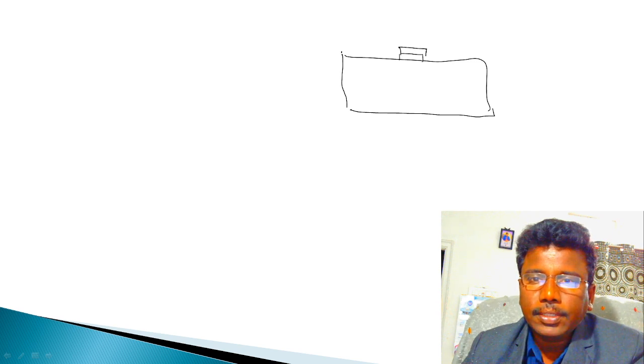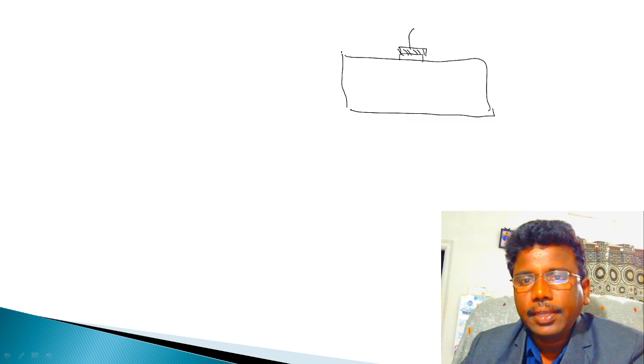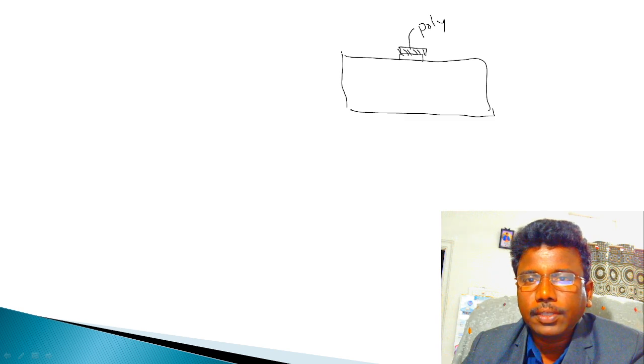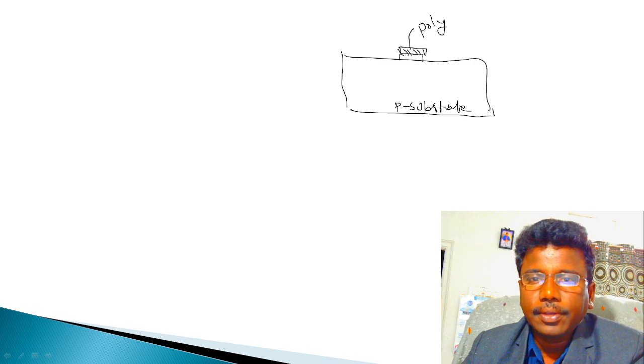Generally polysilicon material is used to design a gate terminal. This is the polysilicon material, and this is of course the P substrate having holes. At the middle of the substrate we have deposited polysilicon material. This also acts as a P-type gate.